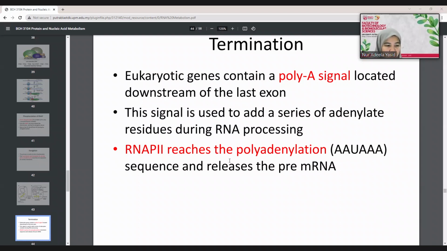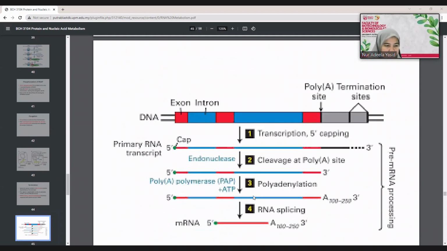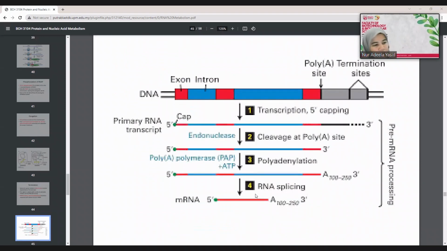RNA polymerase II reaches the polyadenylation sequence and releases the pre-mRNA. This is a poly A signal. So this is how termination occurs. Once RNA polymerase encounters this polyadenylation signal, it helps to release the pre-mRNA.